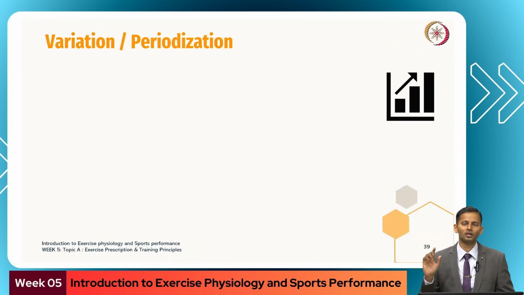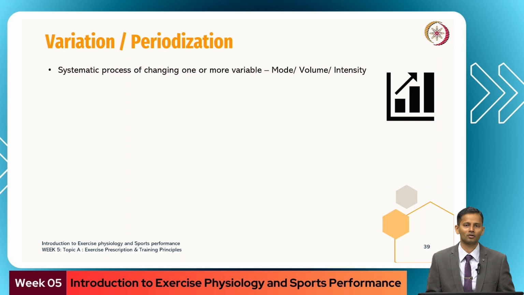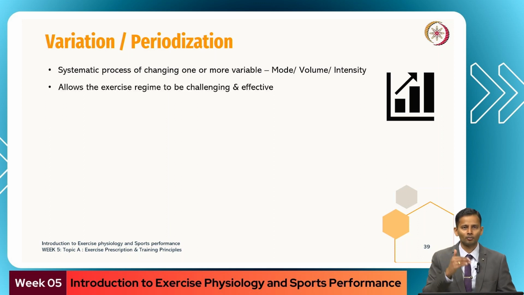So the last principle that is important is the principle of periodization, or principle of variation or variability. It's a systematic process of changing one or more variables. It may be the frequency, intensity, or the type, or the duration. So that's how you modulate based on the mode or the volume or the intensity, and then you make a systematic change in that. So why is it important? Because this allows for challenging the system as well as gives time for recovery. So this is found to create better adaptations in your physiological system.